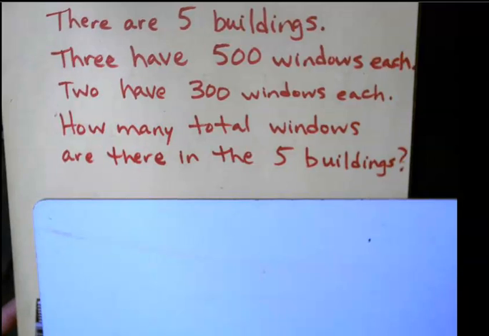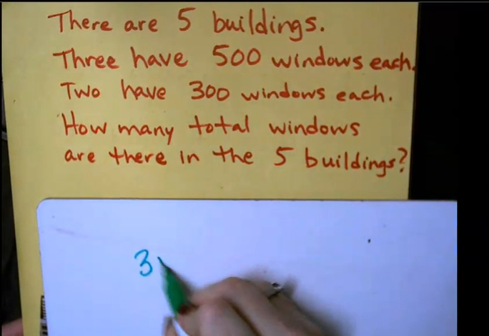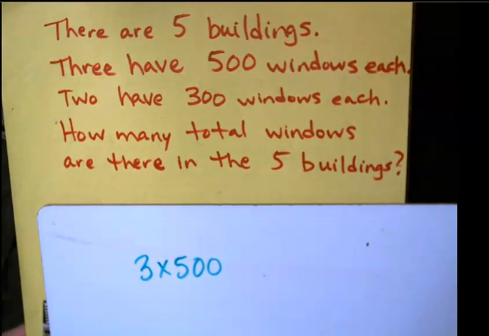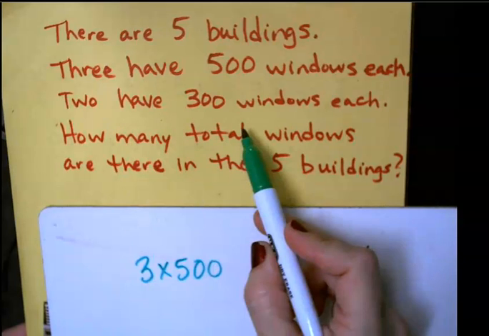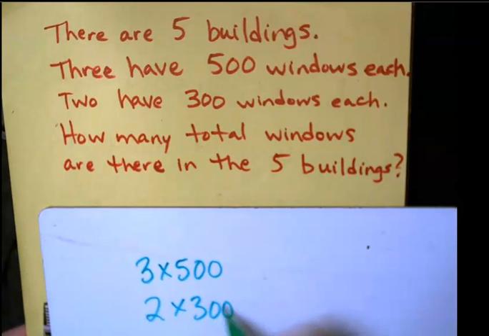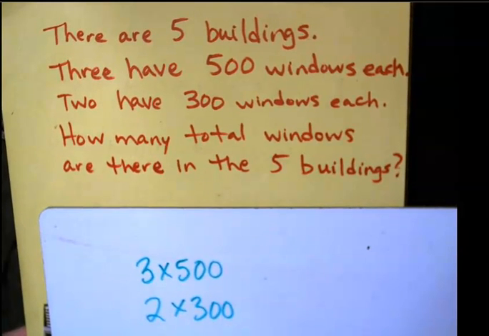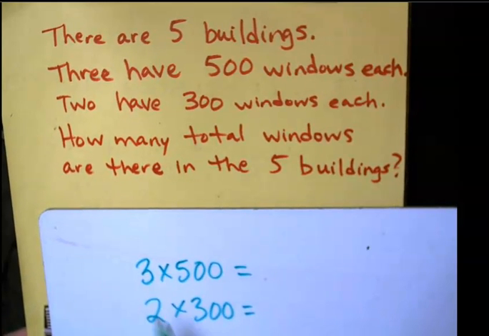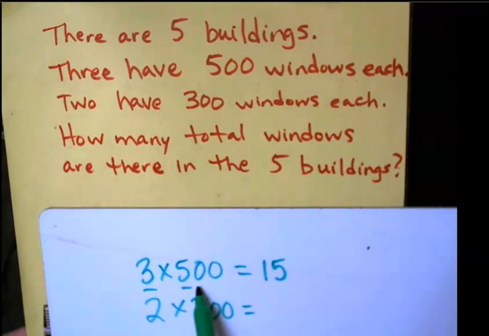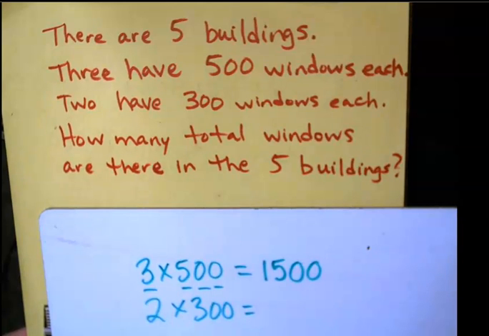Okay, well, we have 3 times 500 windows. Then there are 2 buildings that have 300 windows. 2 times 300. And they want to know the total. Okay, so that means we're going to have to add these guys up. All right, so what is 3 times 5? 3 times 5 is 15. So that means that 3 times 500 is 1,500.